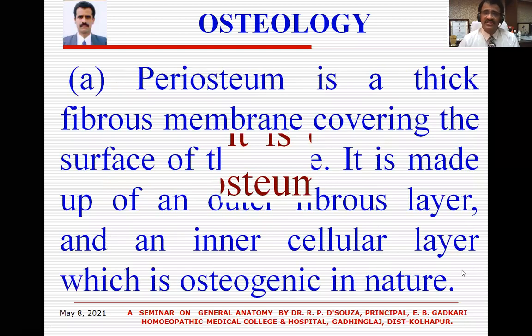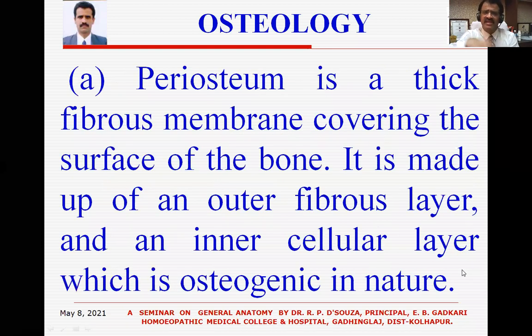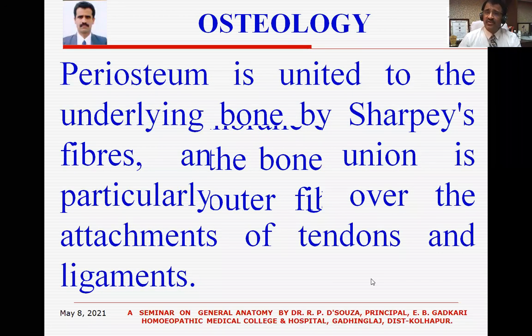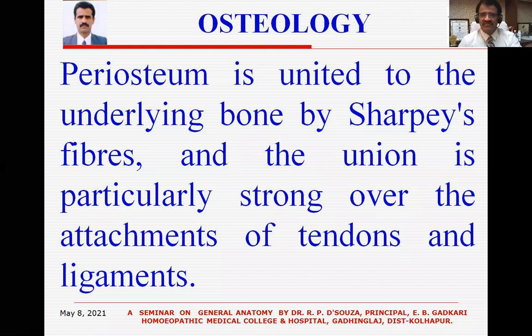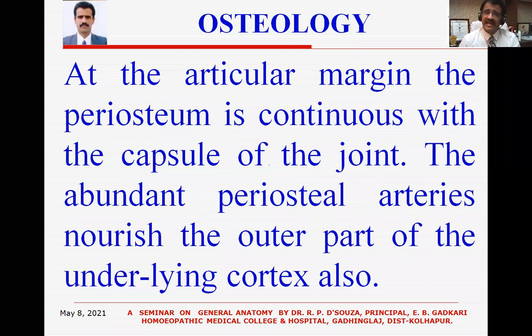So what is periosteum? Periosteum is a thin fibrous membrane covering the surface of the bone. It is made up of an outer fibrous layer and an inner cellular layer, which is osteogenic in nature. Osteogenic means it helps in osteogenesis to increase the size of bone. And periosteum is united to the underlying bone by surface fibers, and the union is particularly strong over the attachment of tendons and ligaments. And at the articular margin where the bone takes part in the formation of a joint, the periosteum is continuous with the capsule of the joint.